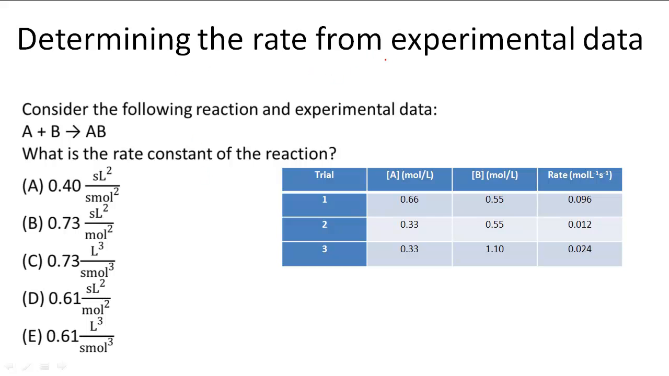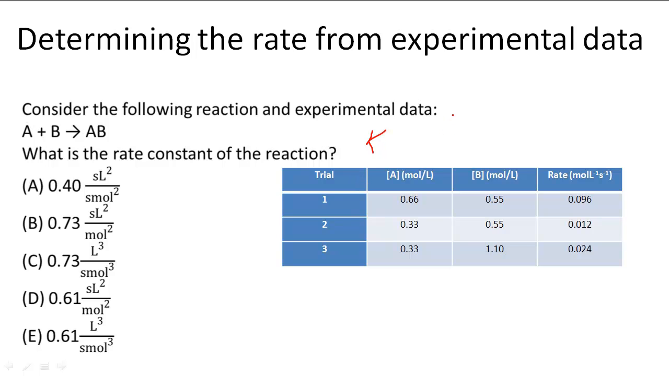Determining the rate from experimental data. In this problem, it says consider the following reaction and experimental data. We have a reaction where a reactant A plus a reactant B yields a product AB. So we have a synthesis reaction, and it asks what is the rate constant for the reaction. So we have to find K.